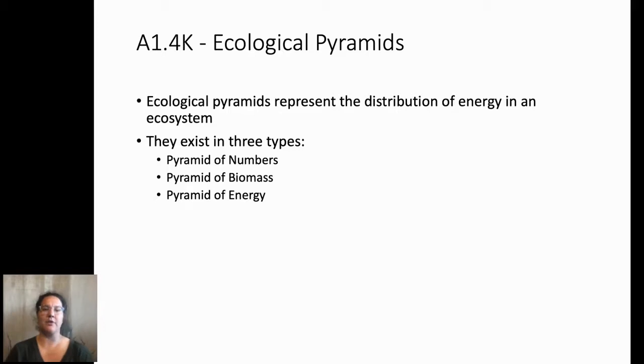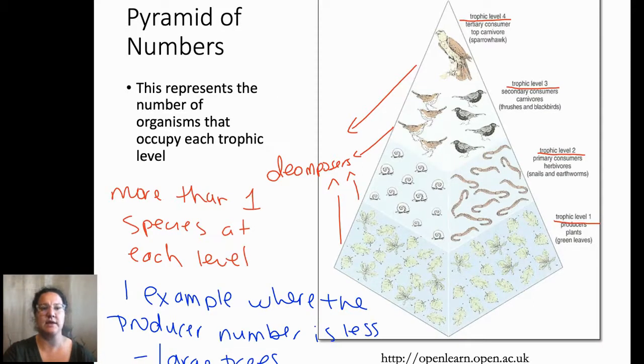Today we're going to talk about ecological pyramids. This is outcome 1.4K. Ecological pyramids represent the distribution of energy in an ecosystem, and they can exist in three different forms. A pyramid of numbers, which talks about the numbers of the organisms at each trophic level. A pyramid of biomass, where we talk about the biomass at each trophic level. And a pyramid of energy, where we talk about where the energy is contained in an ecosystem.